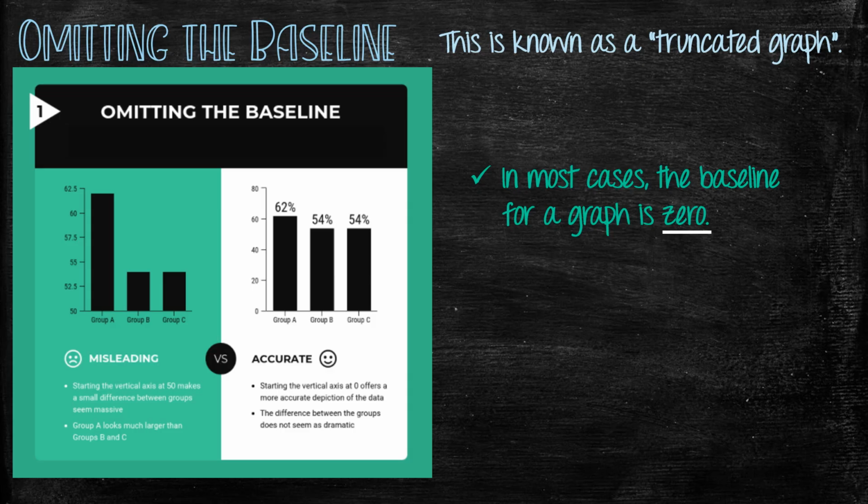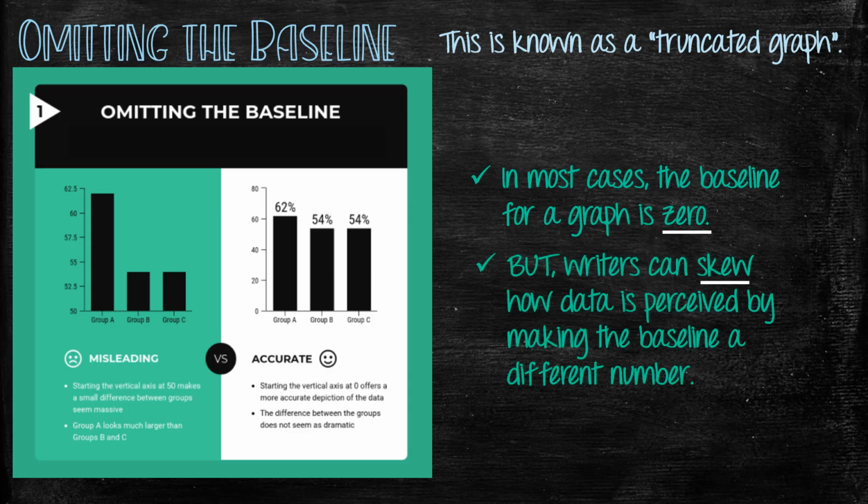Group A looks much larger than Group B and C, but the accurate way to draw it, starting at 0 and jumping up by the same amount each time, makes it a more accurate description of the data. Notice the differences between the groups do not seem as drastic. So some writers can skew how data is perceived by making the baseline a different number.